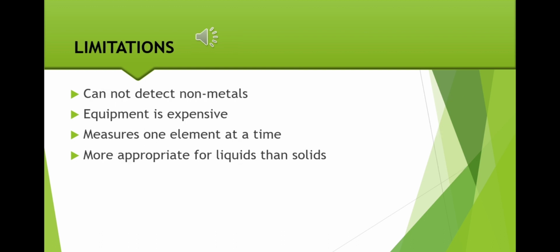There are some limitations of atomic absorption spectrophotometry. It cannot detect nonmetals. Its equipment is expensive. It can measure one element at a time, and it is more appropriate for liquids than solids.